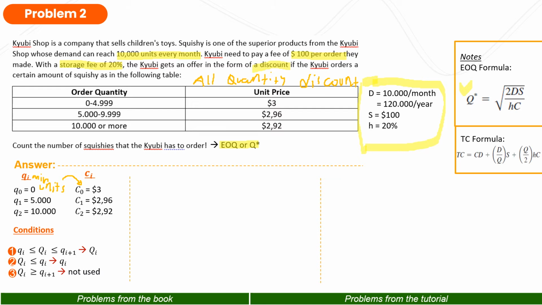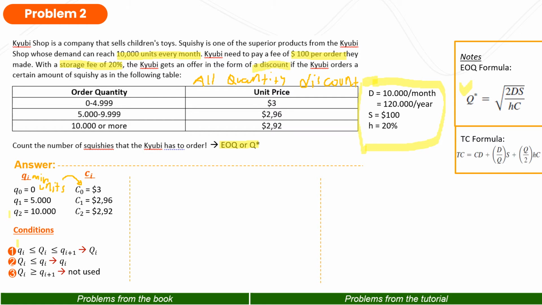It is also in the book. So it is the condition where we compare the little q here, the Qi, with the big Q or the Q star later. And then this condition will decide how much we need to order. Is it the amount of the little q here or the big Q or the Q star that we will compute later?